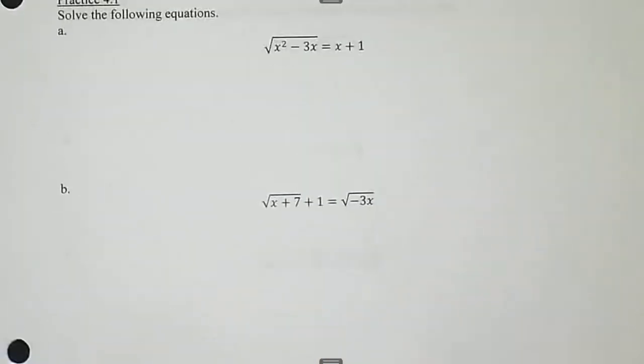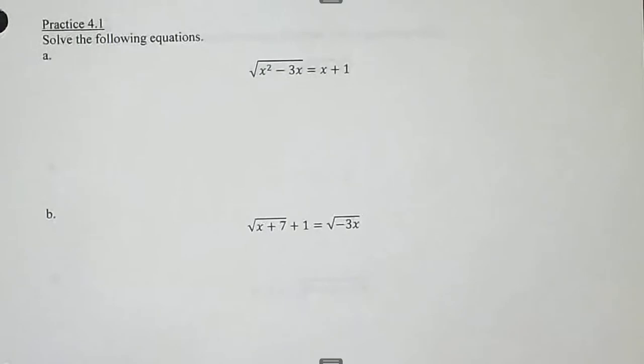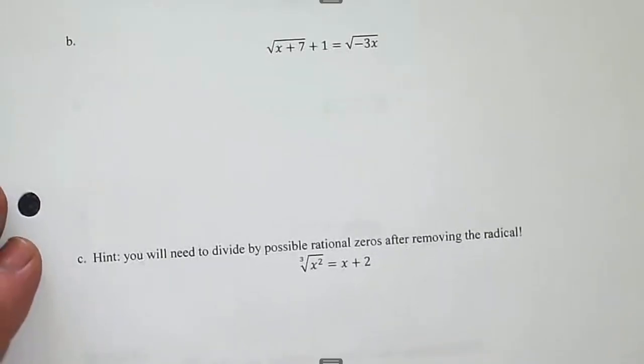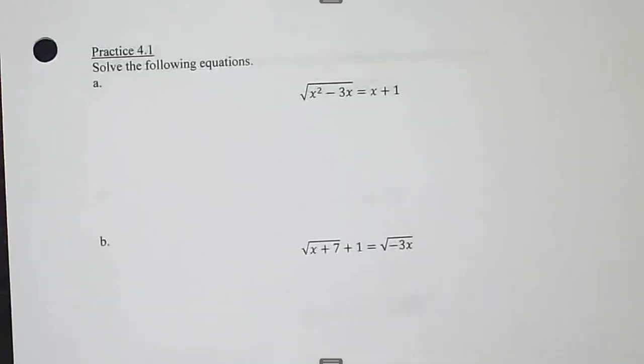Okay, so I've got 2 problems for you to enjoy the thrill of mathematics with. Oh, look at C. Looks like you get to divide by possible rational zeros. I'm excited to see how you handle that. Let's do it. Okay, let's see how we did.